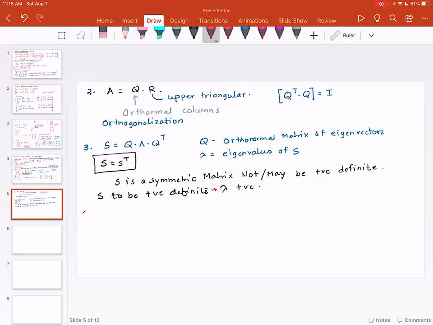The next thing is A is equal to X lambda X inverse. This is the diagonalization, with independent eigenvectors.